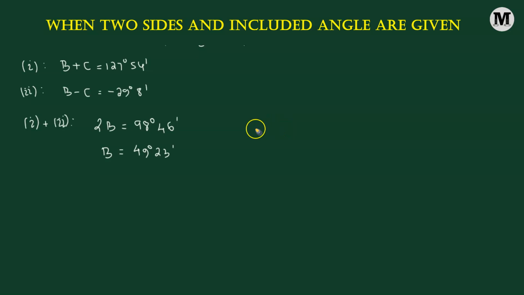Now to find the angle measure of C, we're going to take equation number 1 and from it subtract equation number 2, such that on the left hand side we get 2 times the angle C, and this is going to be equal to 157 degrees and 2 minutes. Next, we're going to divide both sides by 2 such that we get 78 degrees and 31 minutes. This is going to be the angle measure of C. So we have successfully obtained the angle measures of B as well as C.